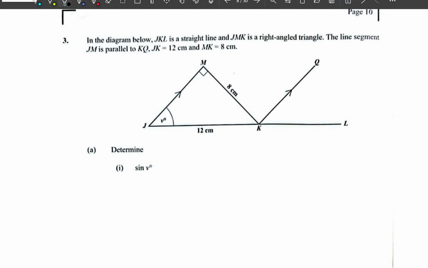To solve right angle triangles, we use either Pythagoras' theorem or trig ratios. When we're dealing with angles, we use trig ratios. So what's the ratio for sine? The sine of the angle, in this case V, is going to be the opposite, which in this case is 8 centimeters, divided by the hypotenuse, in this case 12 centimeters. So sine V is going to be, 4 goes into that twice, 4 goes into this 3 times, so that's going to be 2/3.